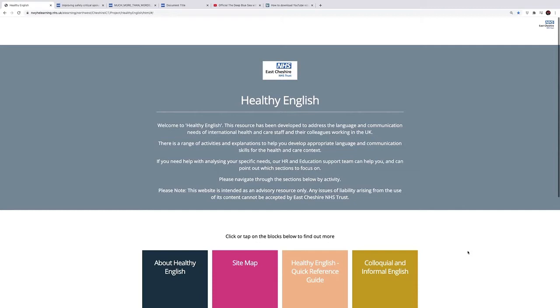Healthy English is not exclusively for the use of non-native speakers. We're all responsible for making sure that communication, particularly speaking and listening, is optimal at all times. Native speakers too can learn how to help and support their colleagues and patients and to make adjustments in the way they communicate with them.